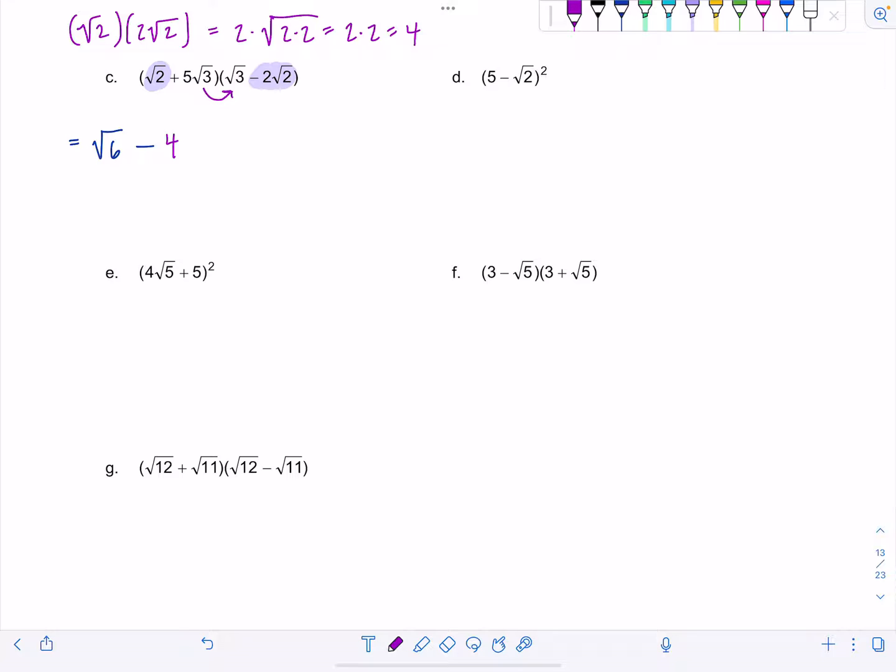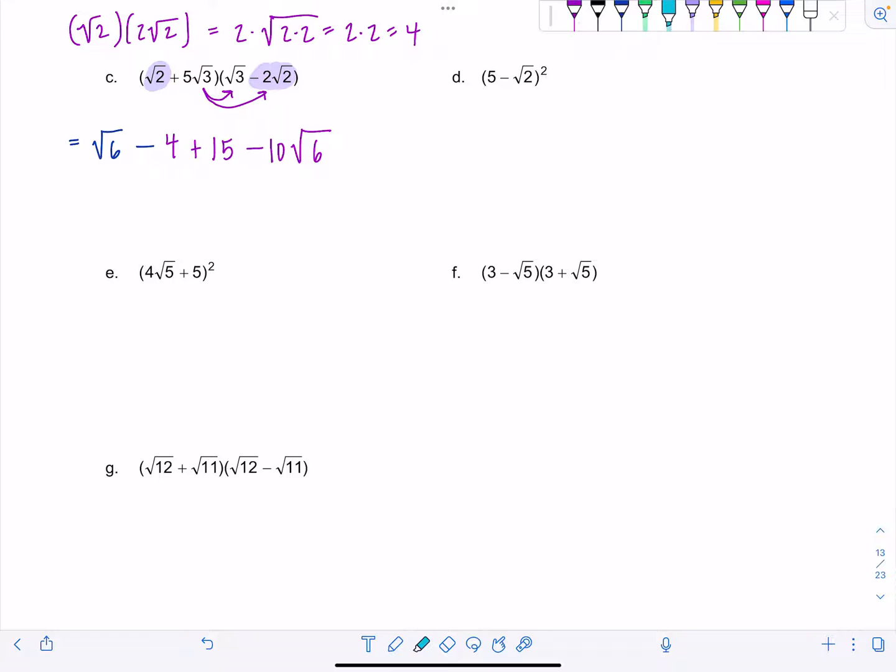Inner product right here, plus 5 rad 3 times rad 3. Well, rad 3 times rad 3 is just 3. 5 times 3, that's 15. And then last product minus 5 times 2 is 10. Rad 3 times rad 2, rad 6. Okay? And then let's see, can we clean up further?